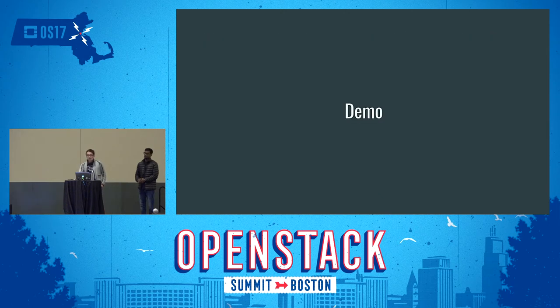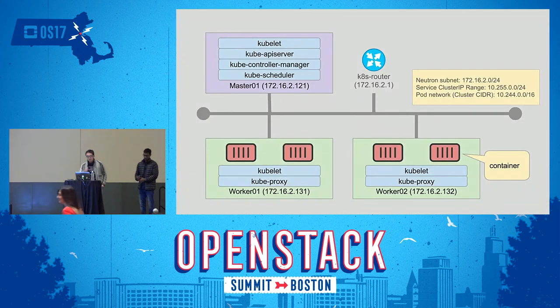Okay, I'll show you the demo about the OpenStack cloud provider. This is a diagram of our demo environment. We have three nodes: one master node and two worker nodes. These nodes belong to a Neutron subnet and also have a pod network.